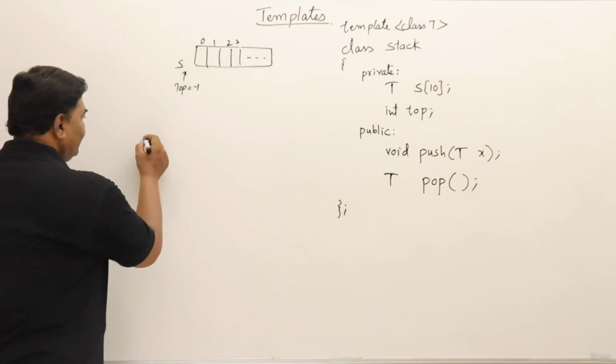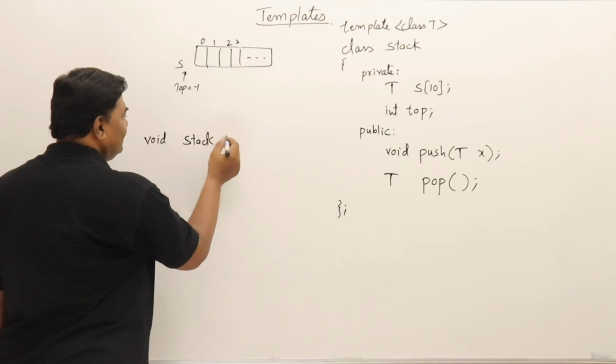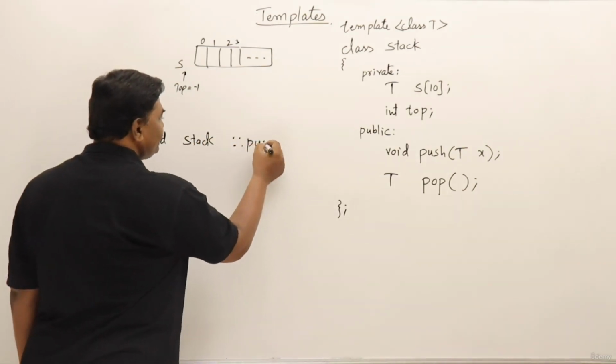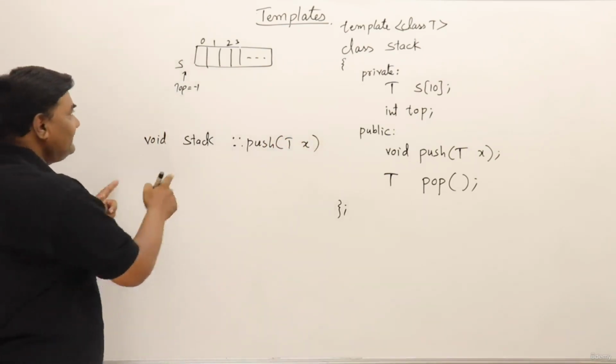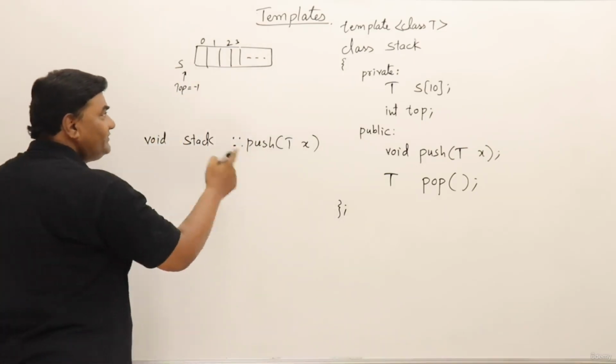Now I am writing the void push function. The void push function belongs to the class stack. Yes, stack, and scope resolution. And the function name is push, and it takes T X. Now, this is outside the class. There is no space here, so I am writing here. Okay, this is outside the class.